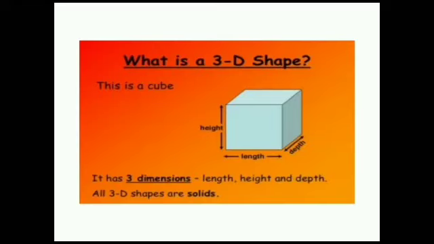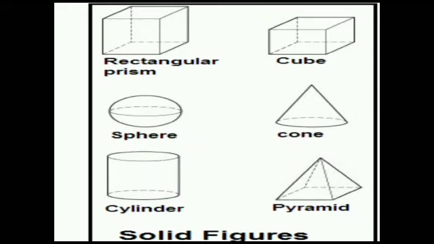So here is an example for you. This is a cube. So what is a 3D shape in a cube? It has 3 dimensions: length, height and depth. All the 3D shapes are solid figures only. This is an activity for you. Children, you can draw these shapes and practice. Okay, these are the 3D shapes, solid figures.